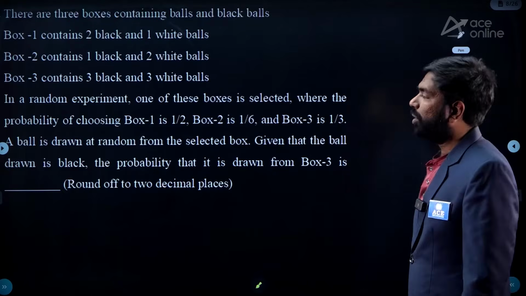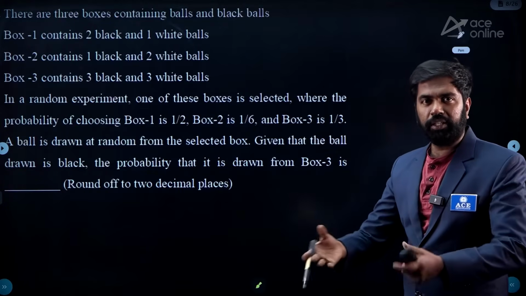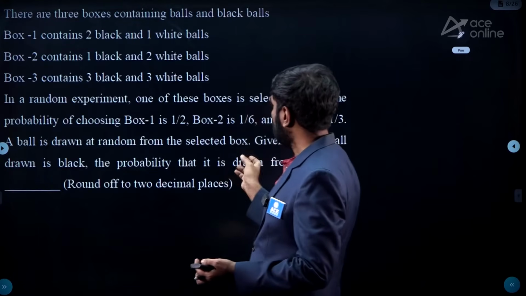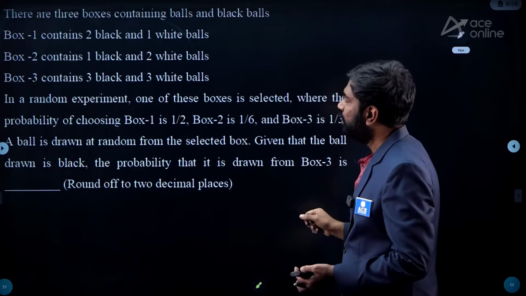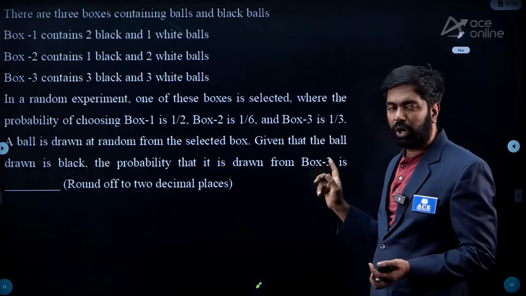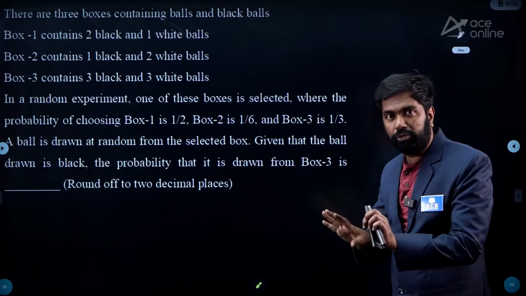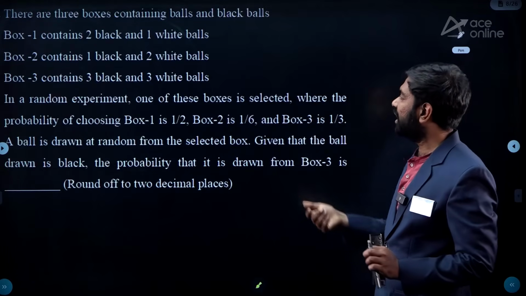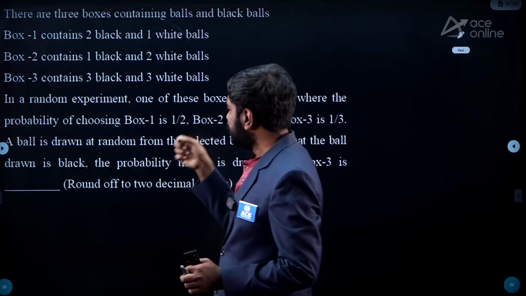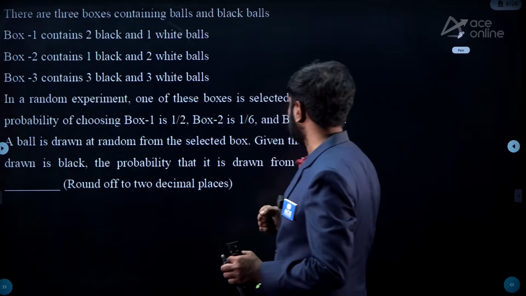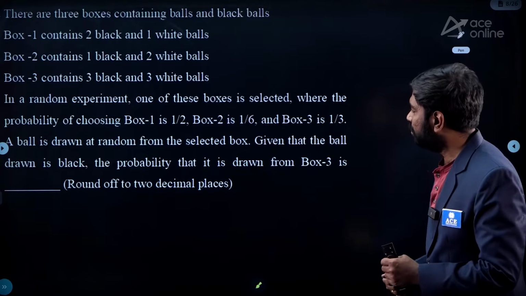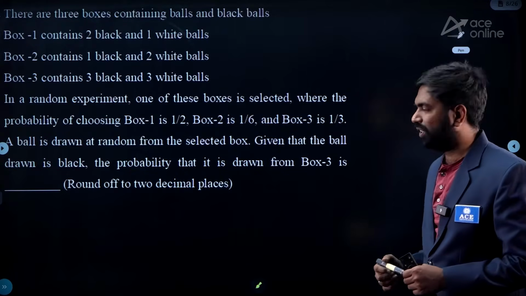So he says there are 3 boxes, box 1, box 2, box 3, containing certain balls. In a random experiment, one of these boxes is selected, where the probability of choosing box 1 is 1 by 2, box 2 is 1 by 6, box 3 is 1 by 3. That means they are not uniformly chosen. Box 1 has a higher probability, then box 2, and so on, box 3. A ball is drawn at random from the selected box. Given that the ball drawn is black, what's the probability that it is drawn from box 3?